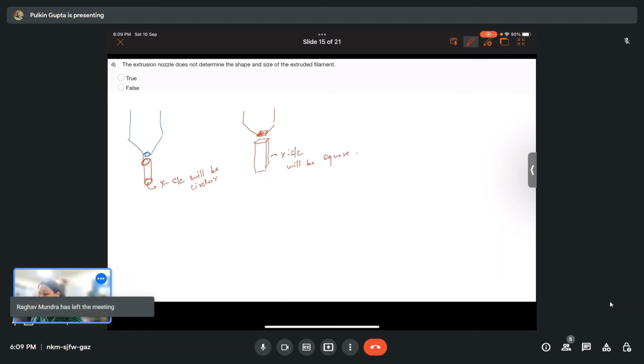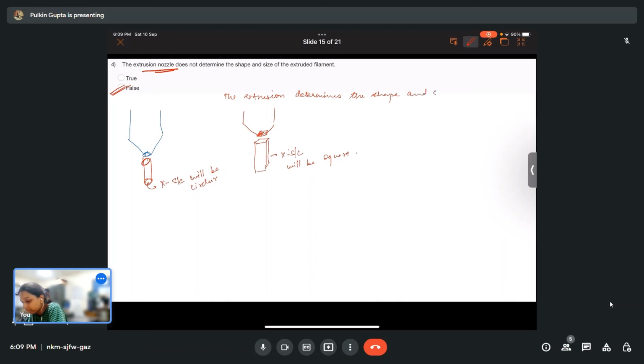And how can the diameter of the extruded material, or the size of the extruded filament, be larger or smaller than the diameter of the nozzle? That is not possible. So the answer is false. The extrusion nozzle determines the shape and size of the extruded filament. Okay.